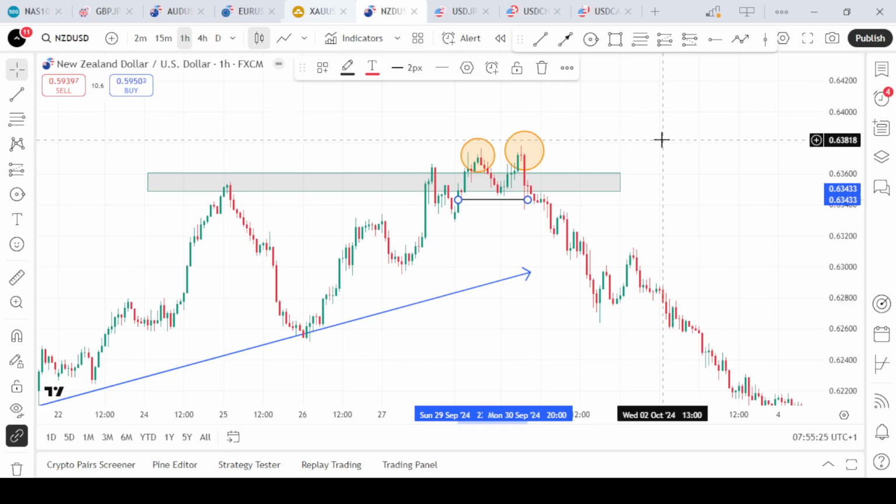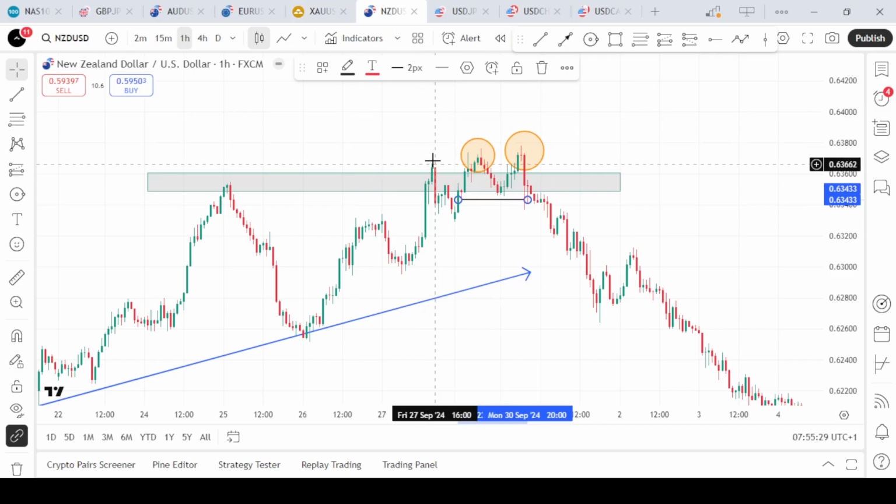The double top is formed when price reaches the highest point twice but fails to break through, signaling a potential downmove. On the other hand, the double bottom forms when price hits a low point twice and struggles to go lower, indicating an uptrend might follow.